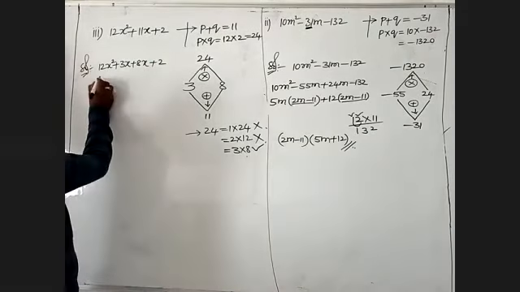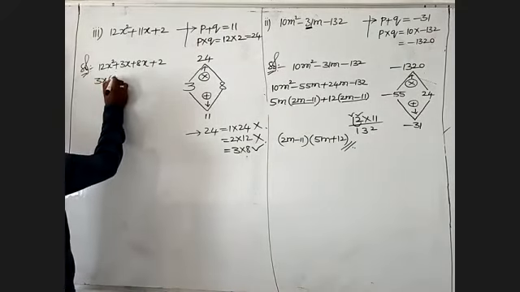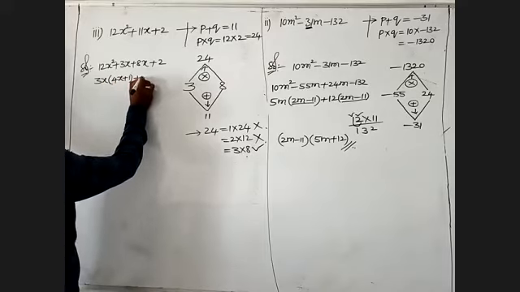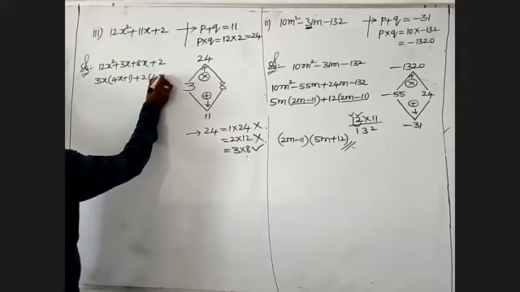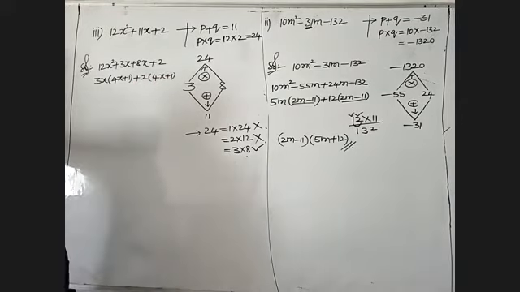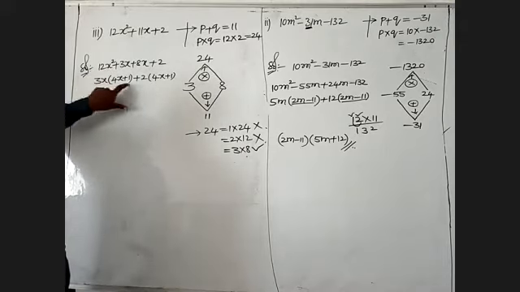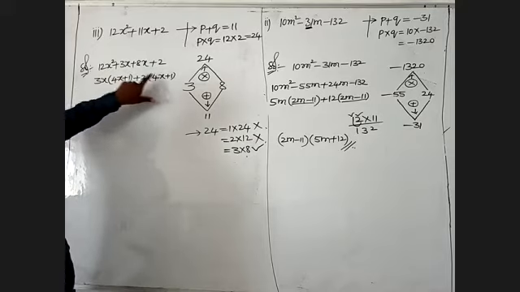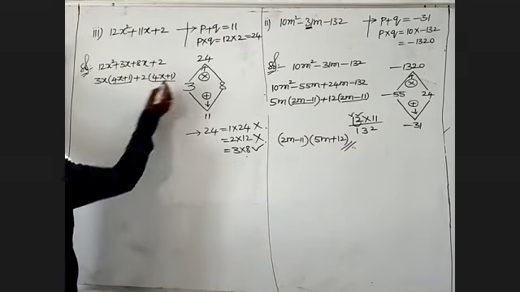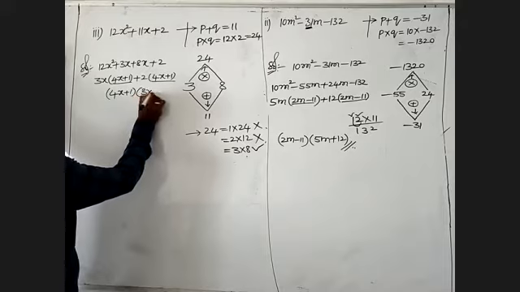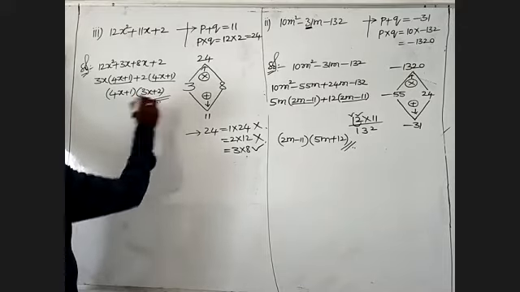In this one I will take 3x common, remaining is 4x plus 1. I will take 2 common, remaining is 4x plus 1. Once again we will observe in this one. 3 4s are 12, x into x will become x square. 3x into 1 is 3x. 2 into 4x is 8x. 2 1s are 2. That I will write: 4x plus 1 into remaining is 3x plus 2.